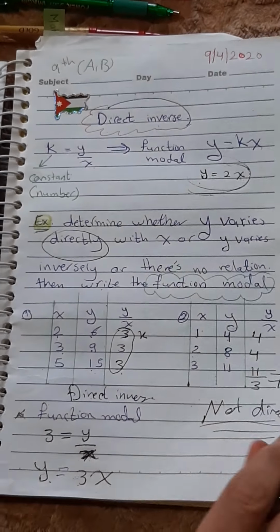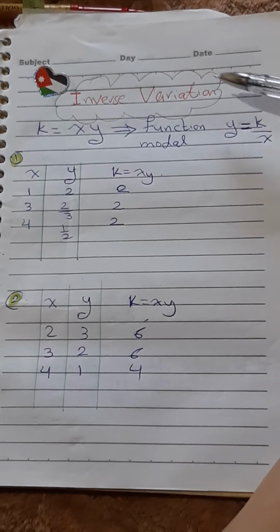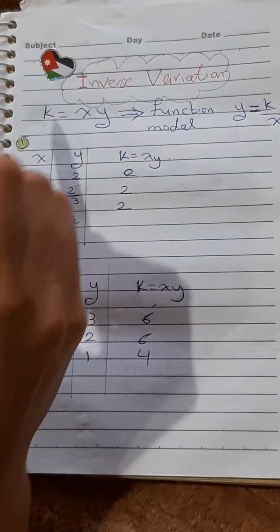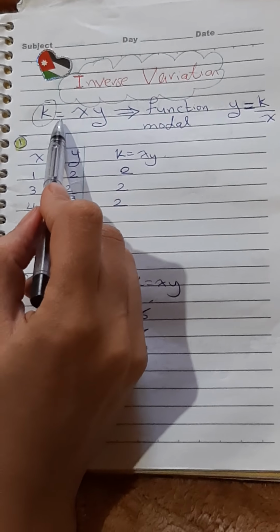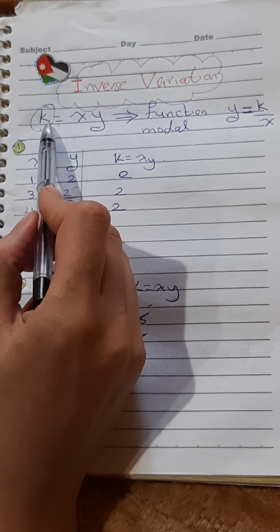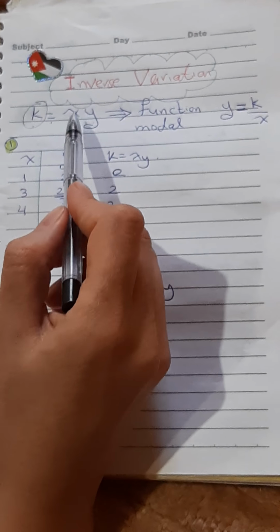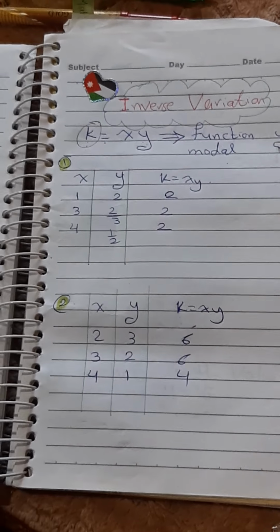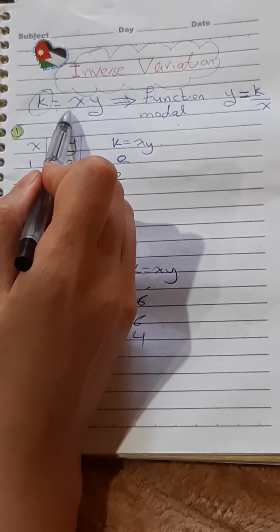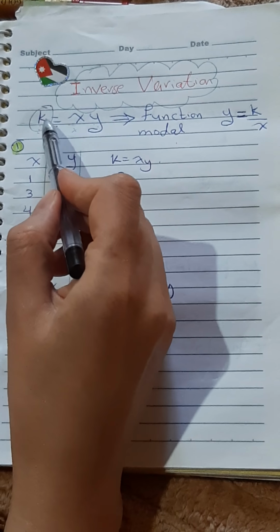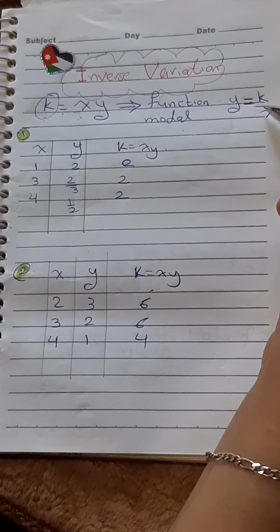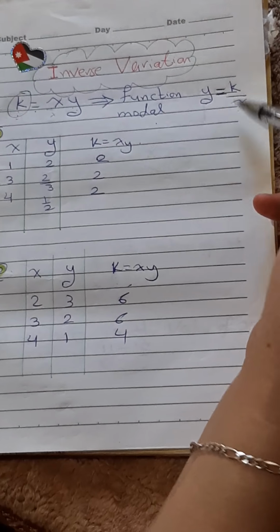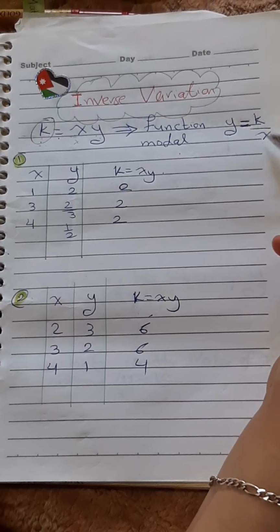Now, the second thing here, inverse variation. K is a constant, it's a number. How can I get k? By multiplying x by y. So x times y equals k. So the function model is, if you divide both of them by x, you will get y equals k out of x. This is the function model, y equals k out of x.